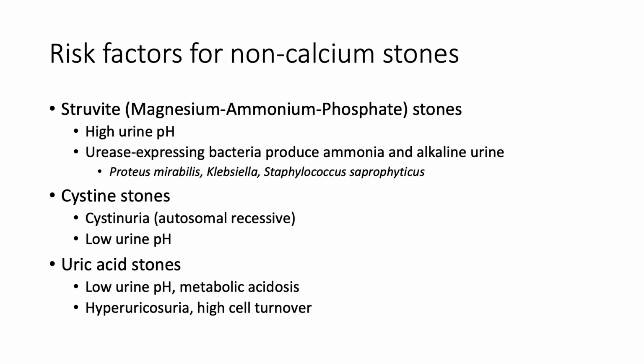You also see it in people who just make a lot of uric acid and have a lot of uric acid in their urine, and that can be seen in people with a high cell turnover, like a myeloproliferative disorder, or someone with leukemia. Especially after you start chemotherapy and you have tumor lysis syndrome, you're going to have a lot more uric acid in the serum and in the urine.